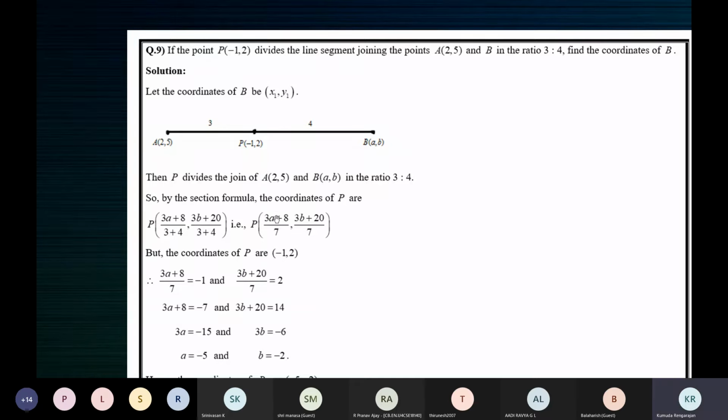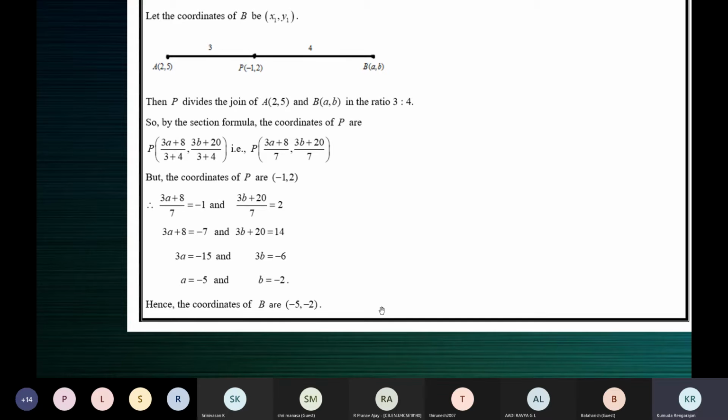But we know that the coordinates of P are -1, 2. So which means 3a plus 8 by 7 is equal to -1, and 3b plus 20 by 7 is equal to 2. On equating and solving, we find the values of a and b.